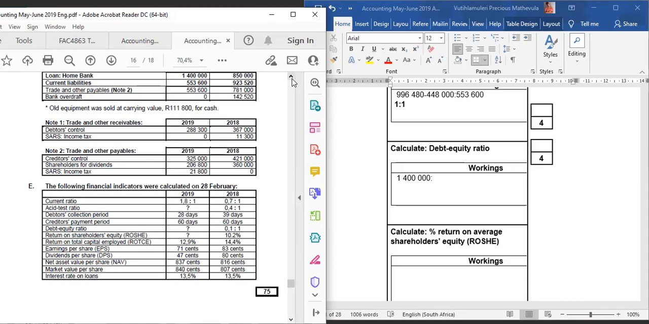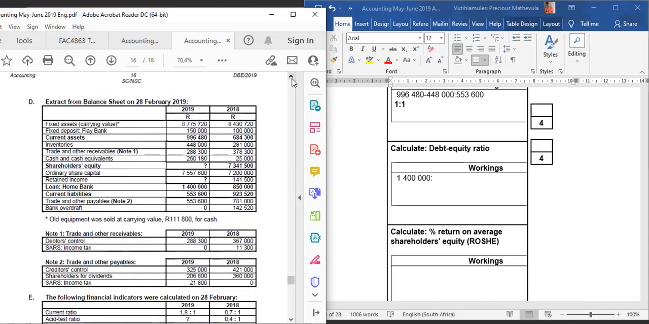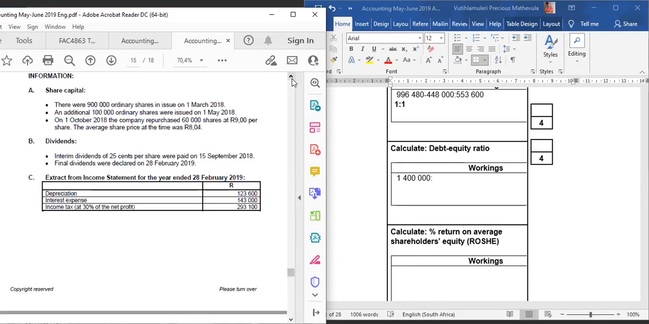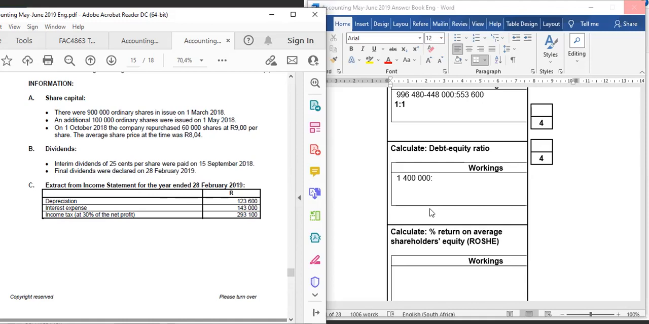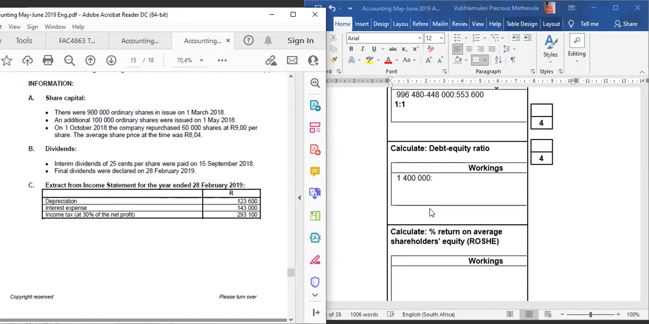Debt equity. So we've got the debt, but we don't have the equity. We have to get the equity, and the equity has to do with share capital. There were 900,000 shares issued on 1 March, and additional shares were issued when the company repurchased shares. Now we have to calculate the total equity, and equity consists of share capital and retained earnings. So for our share capital, we have to find the average.